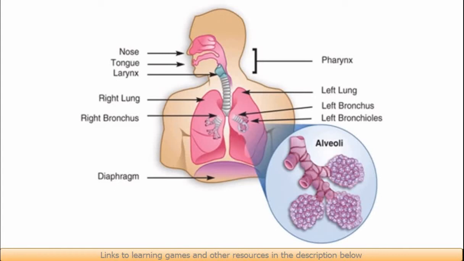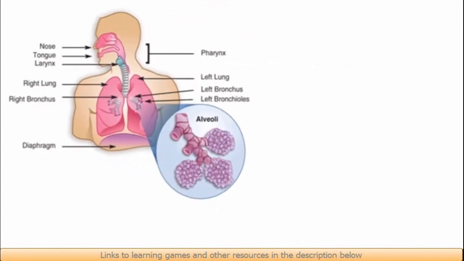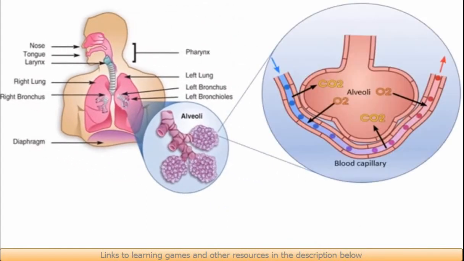In our lungs, oxygen diffuses into the blood capillaries because of the higher concentration of oxygen in the alveoli compared to the blood. There's more carbon dioxide in our blood than there is in the air in the alveoli, so carbon dioxide will diffuse from the higher concentration in the blood to the lower concentration in the air of the alveoli.